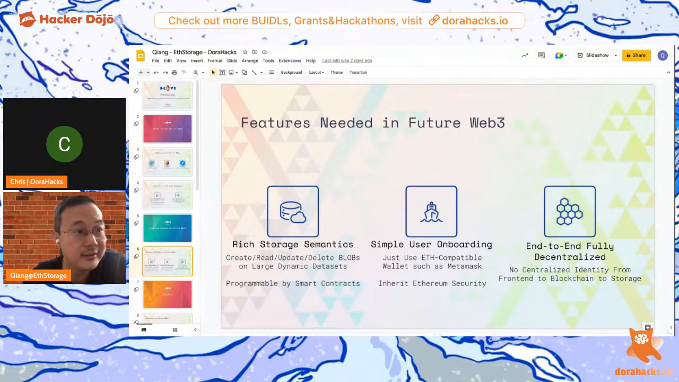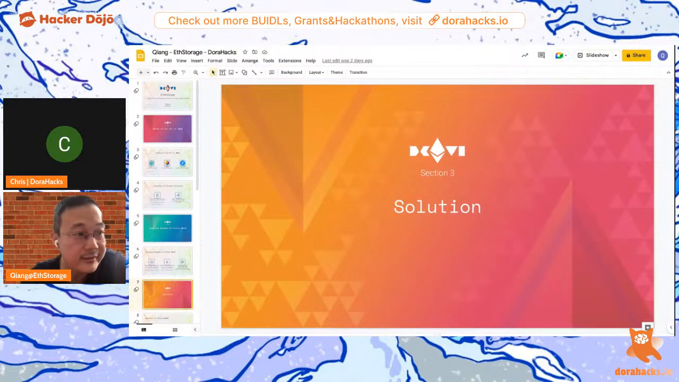Second is that we want to simplify the user onboarding experience, which means users can just use the Ethereum wallet to pay Ether and upload and store a large amount of data on top of the Ethereum network. And lastly, we need to have the new access protocol that is able to render those dynamic data from the front end to blockchain and to the storage without any centralized identity. So what are the solutions?